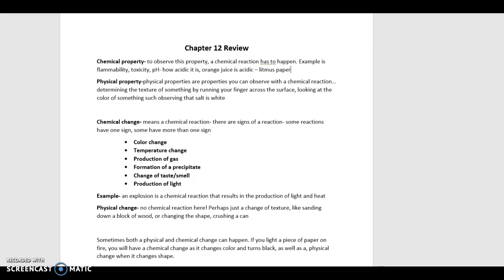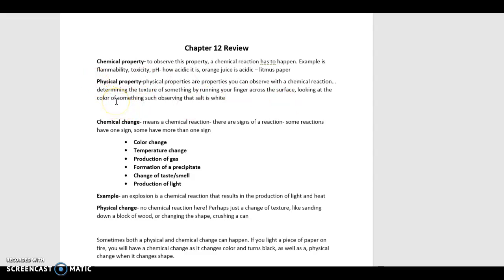So we have a color change, that means we have a chemical reaction. A physical property, boys and girls, we don't need a chemical reaction here. We can use our senses and observe something without a chemical reaction taking place. So we could feel something, we could determine the texture, if it's bumpy or smooth or sharp or glass-like. We could just run our finger across the surface. We're not creating a chemical reaction there, so it's a physical property.